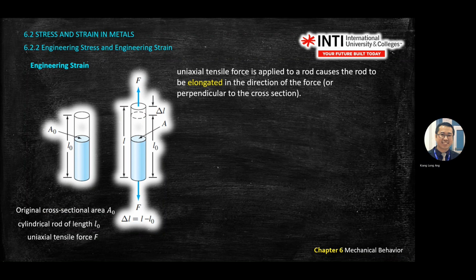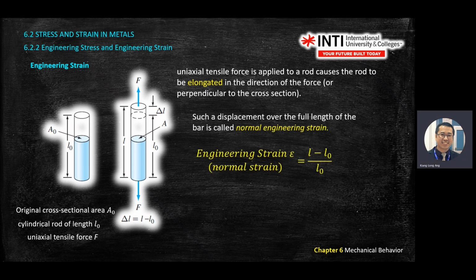Next, we learn about strain. Strain is a deformation. If you pull the metal at a certain force, in this case uniaxial means one direction force, you will get engineering strain: the change of length divided by original length, or L sub O. And if you see normal strain, it means the direction of force is perpendicular to the cross-section area.